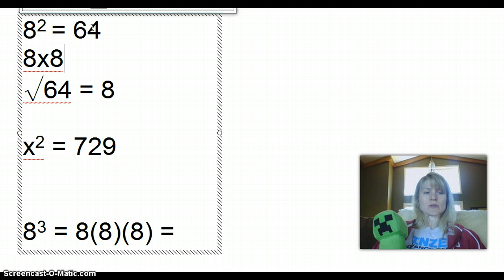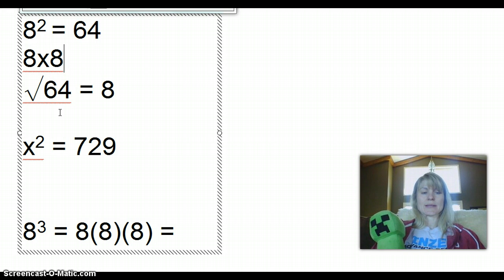And then we're going to start doing what's called the inverse. And the inverse, or taking the square of something, is taking its square root. One of the concepts we need to understand is the square and square root are the inverse, or they can undo each other. If I want to undo 8 squared, I can take the square root of 64, and that gives me 8.